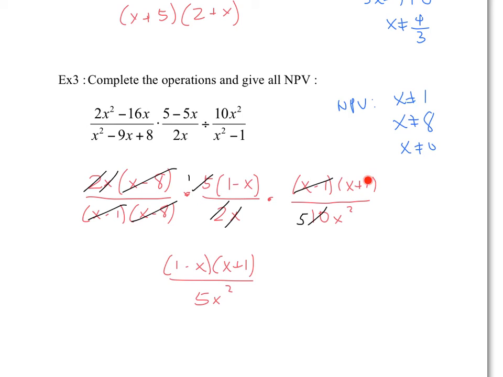And don't forget over here, we also have these from the denominator. So x cannot equal 1, we've got that one already. But we also need x cannot equal -1. And these are your non-permissible values.